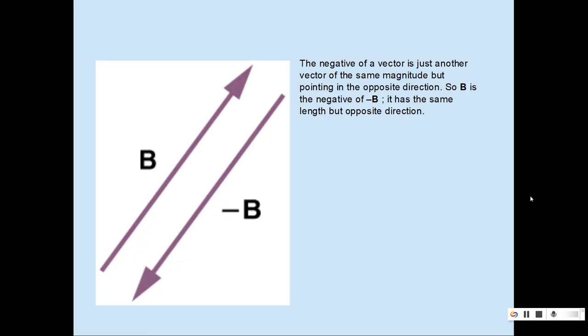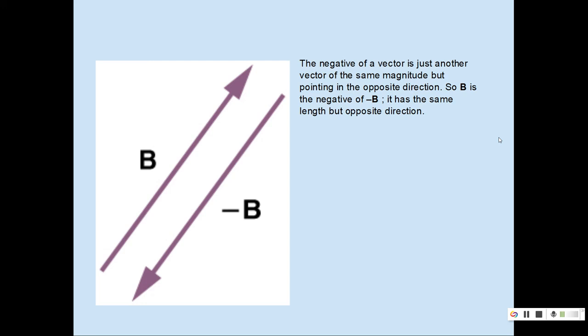So that's how we add vectors together. We can also talk about subtracting vectors. As you may know, when you're subtracting, you can just think of it as adding the opposite of something. So when you're subtracting vectors, you need to figure out what the opposite of some vector is. The negative vector is just another vector of the same magnitude but pointing in the opposite direction.